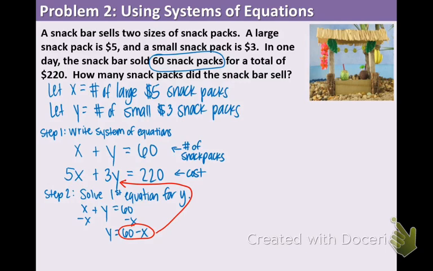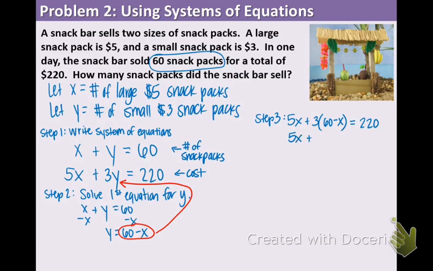And I'm going to move up to the top now. Step 3, we're going to have 5x plus 3y, but instead of putting the y there, I'm going to put the 60 minus x, and the reason why is because 60 minus x equals y, so you can just substitute in, and it equals 220. The good thing is now they are all like terms, all x's, no y's.